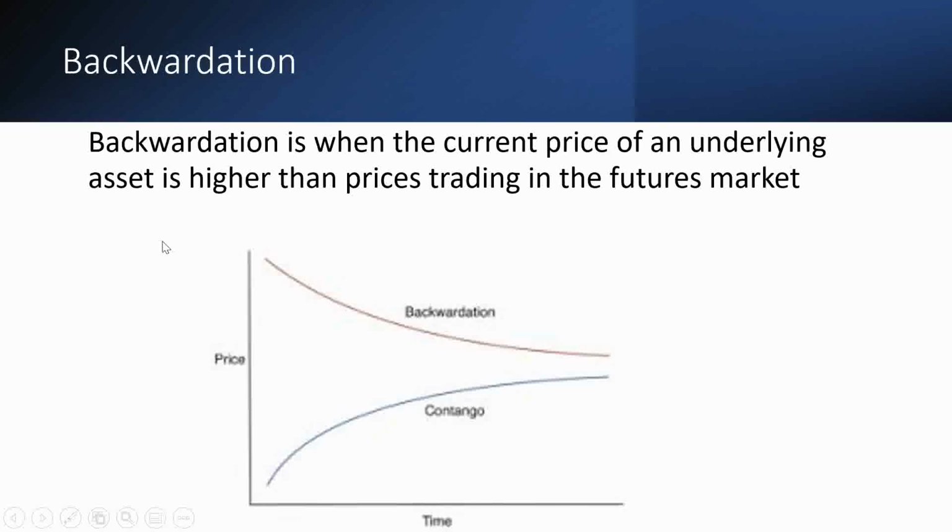So hopefully that should explain both contango and backwardation clearly.